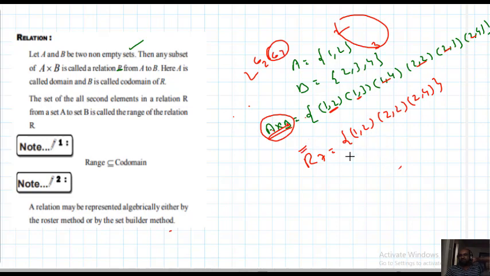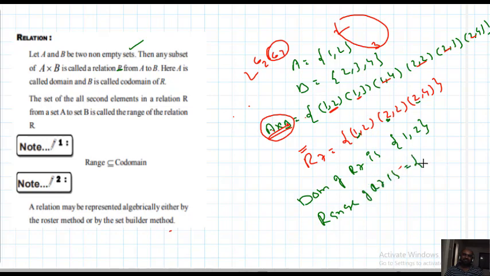The set of first components of a relation is called its domain. See, this 1, 2, 2. By using 1, 2, 2, we want to create a set. That set is called the domain of this relation. Domain of R7 is the set {1, 2, 2}. In sets elements won't repeat, so {1, 2}. The set of second components of a relation is called its range. Range of R7 is {2, 2, 4, 2, 4}, that is {2, 4}.